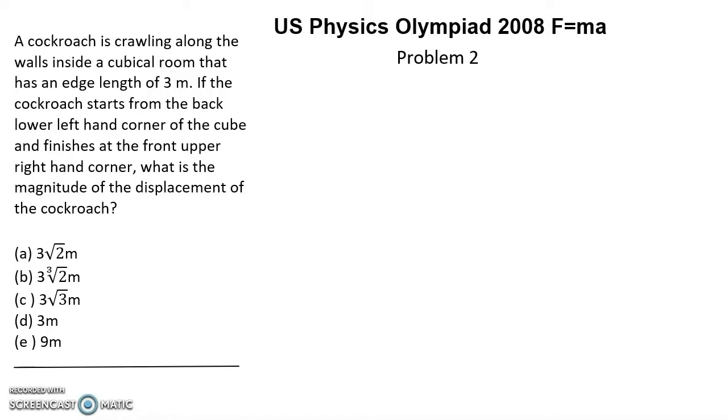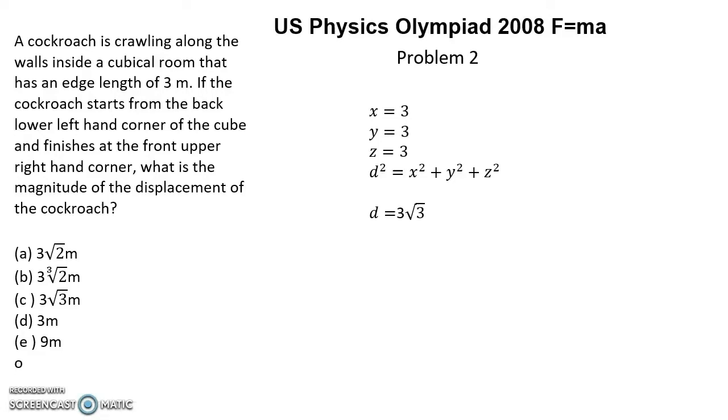So we have d squared equal x squared plus y squared plus z squared. It means that d equals 3 root 3. So the answer is 3 root 3, which is C, the correct answer.